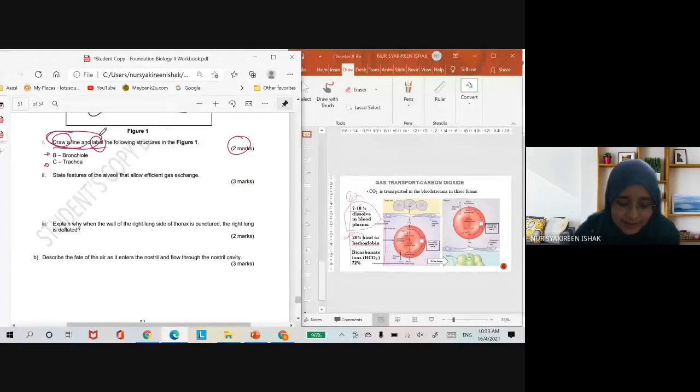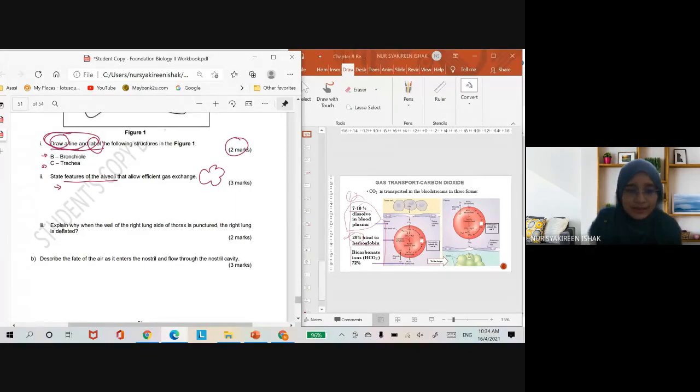Number 2, state features of the alveoli that allow efficient gas exchange. So alveoli, it has several features that allow the alveoli to function as the respiratory surface, and it does the job very efficiently. Okay, so apa dia punya feature dia? Okay, so malam saya draw dia macam ni kan. So the alveoli will provide a large surface area for gas exchange. So there are millions of alveoli inside each of the lungs, and so this is to provide a large surface area for gas exchange.